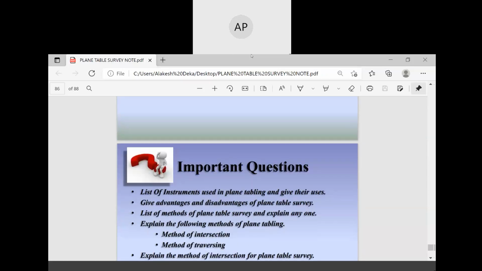So let's move on. I will share all the notes with you today. And next, can we start the theodolite? So let's go to the theodolite.